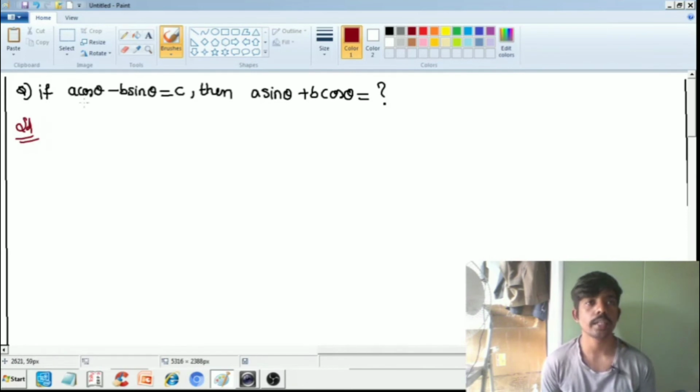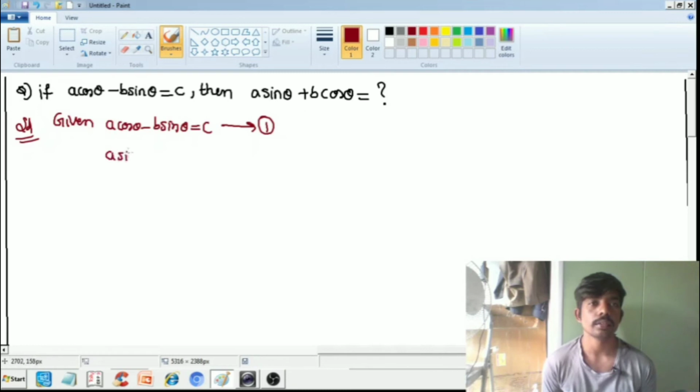Coming to this question: if A cos theta minus B sin theta is equal to C, then A sin theta plus B cos theta is equal to how much? Given, first write given: A cos theta minus B sin theta is equal to C, make it equation 1. Next, what is asked: A sin theta plus B cos theta is equal to, we don't know, we need to find that. Let us say K, and make it equation 2.